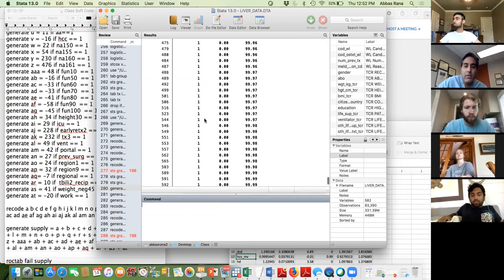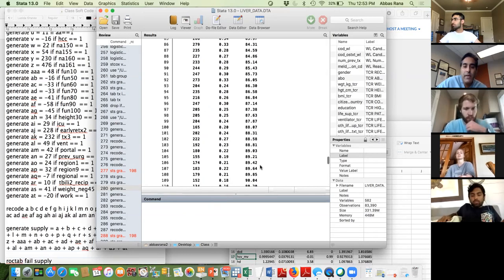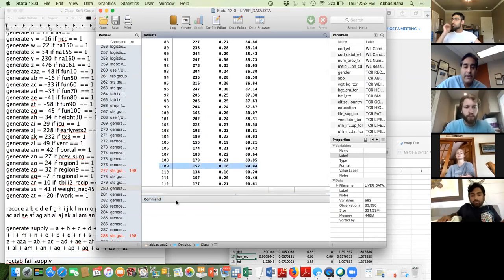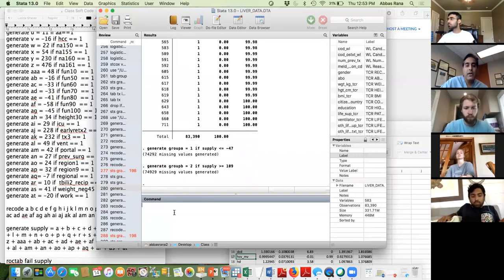And if we want to look at the other side, the greatest 10%, we go to the 90th percentile. This is the 90th percentile, 109, right? So we'll say generate group B is equal to 1, or I'm going to say 2 actually, because I want them distinct, if supply is greater than or equal to 109. Okay, so then I recode group A, group B, blank is equal to 0, because everything has to be a 0, 1.